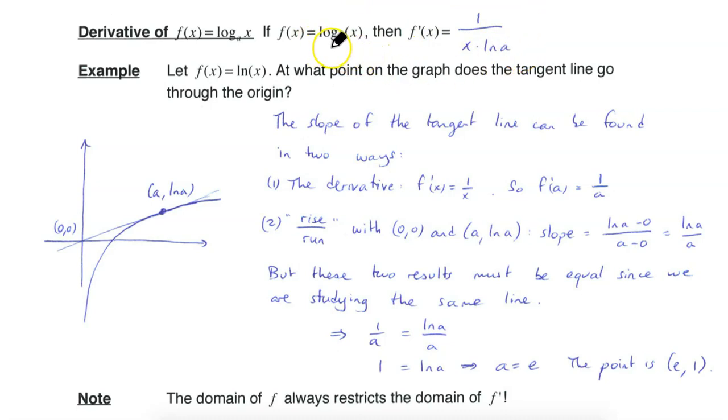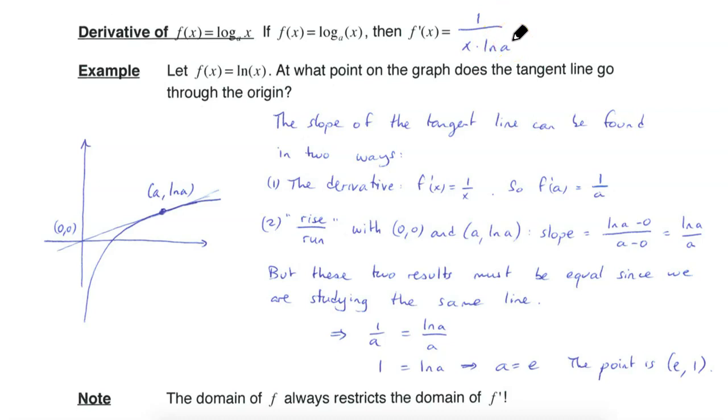So if this was the natural log, it would mean the base a would be equal to e. And we can check that if we use this general formula where a equals e, then the derivative is 1 over x times ln of e. ln of e is 1, so it works. It confirms that the derivative of ln of x would be 1 over x.